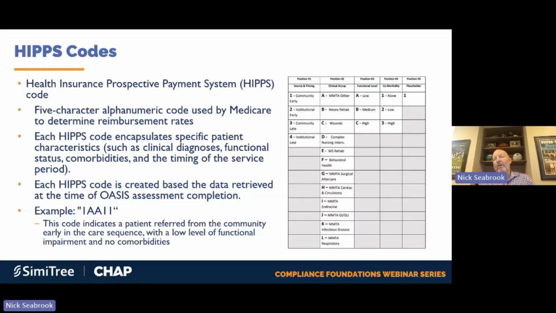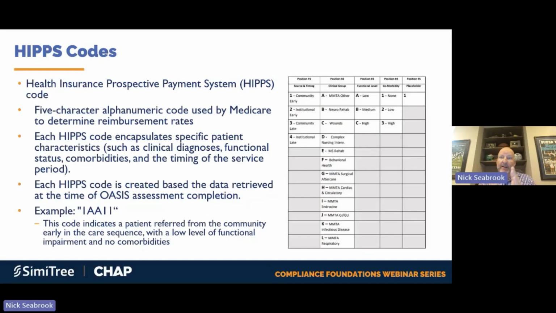So, all right, we now know all 4 components of what the HRG is. And I mentioned before the HIPS code. So what does HIPS code stand for? You can see there, Health Insurance Prospective Payment System. Don't really need to know that piece, but just know that those 2 terms, HIPS and HRG, are typically used interchangeably. Technically, what goes on the claim is a HIPS code, right?